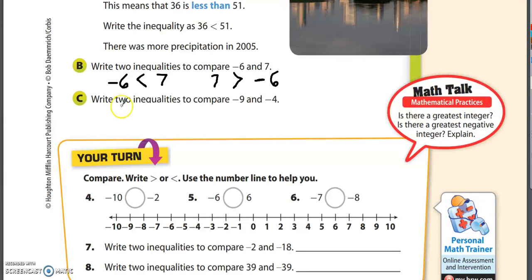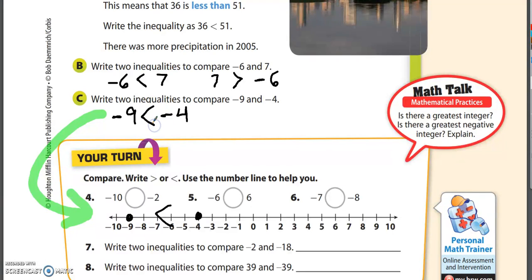Question C, we're comparing negative 9 and negative 4. A lot of kids actually have a hard time with this one right here. So I'm going to draw your attention down here to this number line. I'm going to put negative 9 here. I'm going to put negative 4 here. And which one's farther to the right? Well, negative 4, which makes negative 4 the greater number. A lot of kids look at that and think it looks backwards, because negative 4 doesn't seem like a big number, but it is greater than negative 9 because it's farther to the right on the number line.